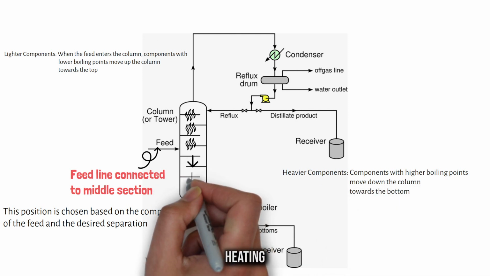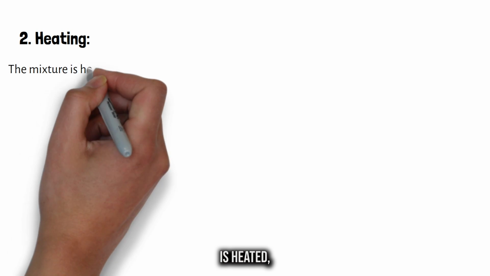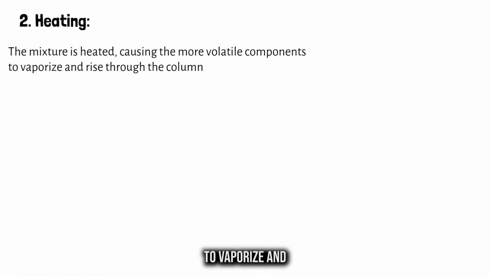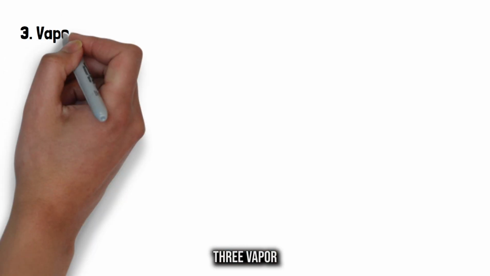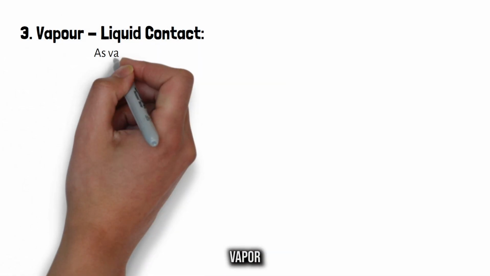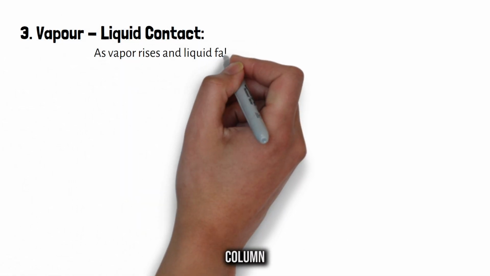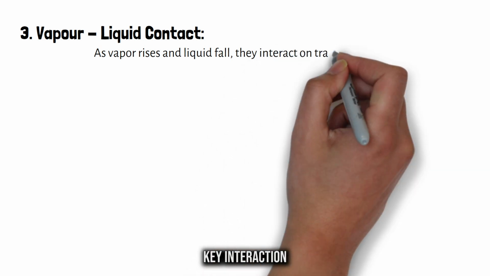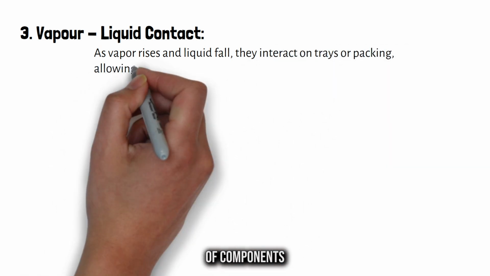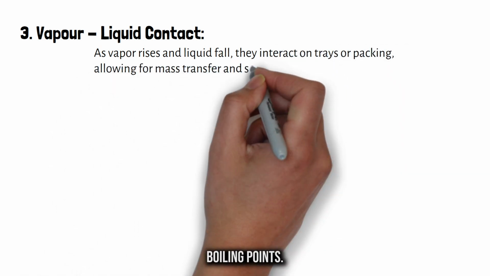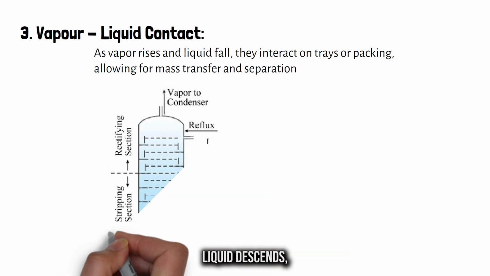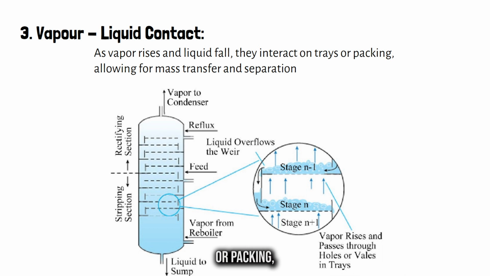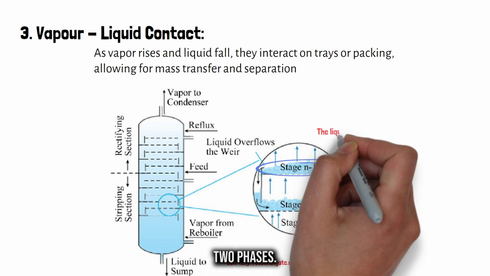2. Heating. The mixture is heated, causing the more volatile components to vaporize and rise through the column. 3. Vapor-liquid contact. Vapor-liquid contact in a distillation column is the key interaction that allows the separation of components based on their boiling points. As the vapor rises through the column and the liquid descends, they come into contact on trays or packing, facilitating mass transfer between the two phases.